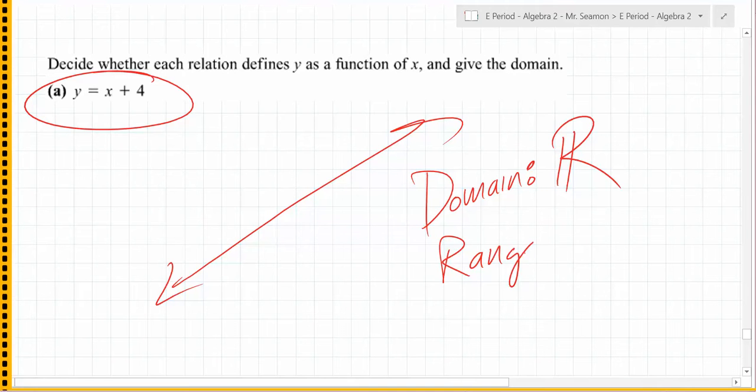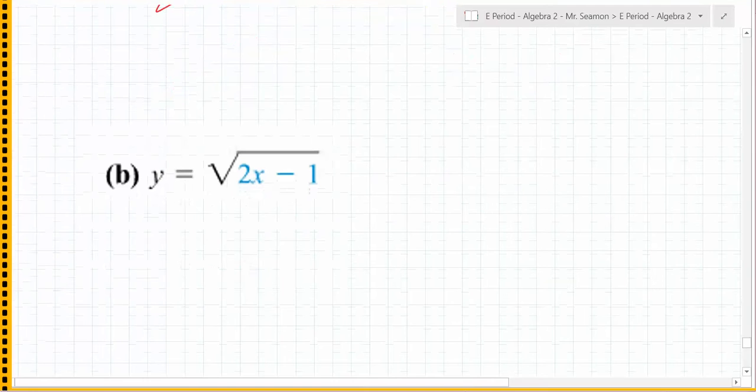Not always, but for this one it is. It's all real numbers, right? Because it goes infinitely left and right for the domain, and infinitely up and down for the range. But what about this one right here?